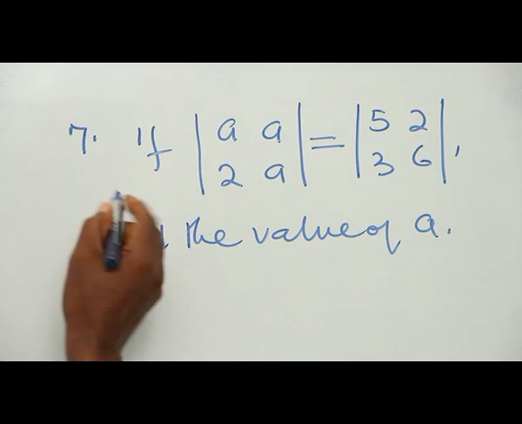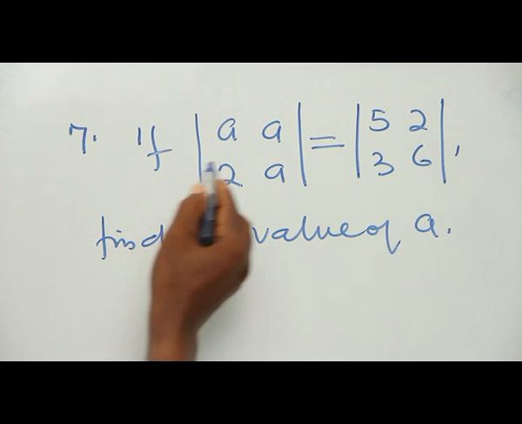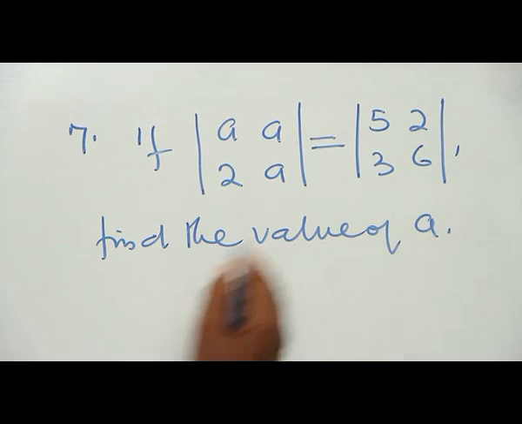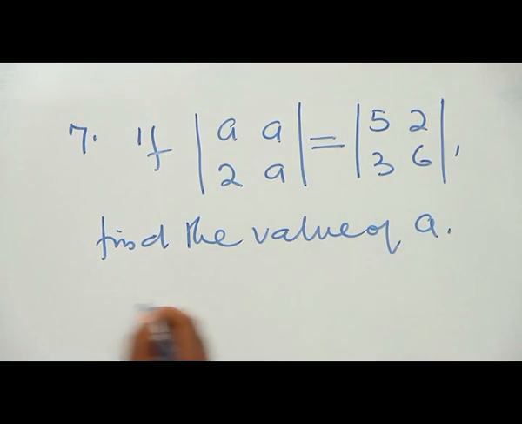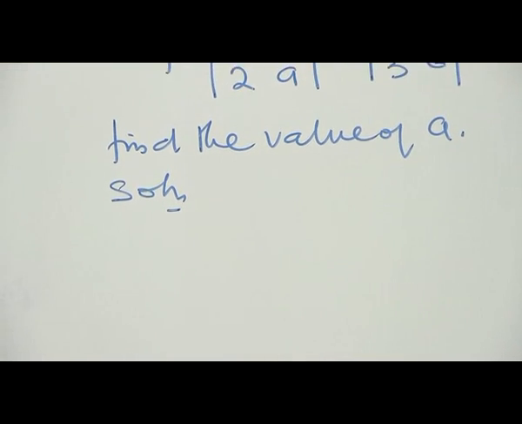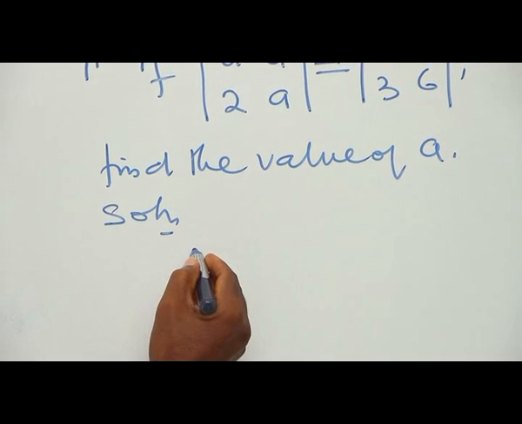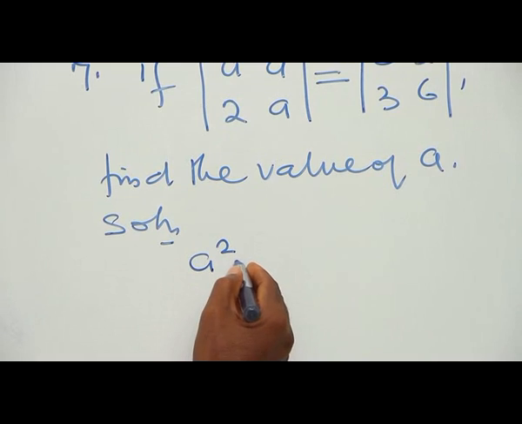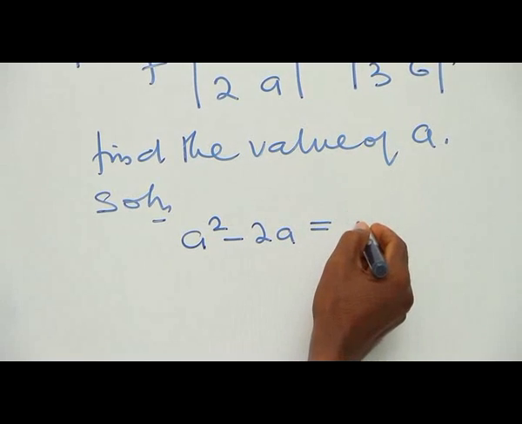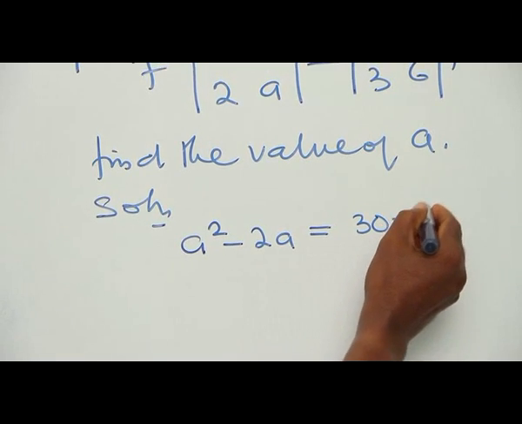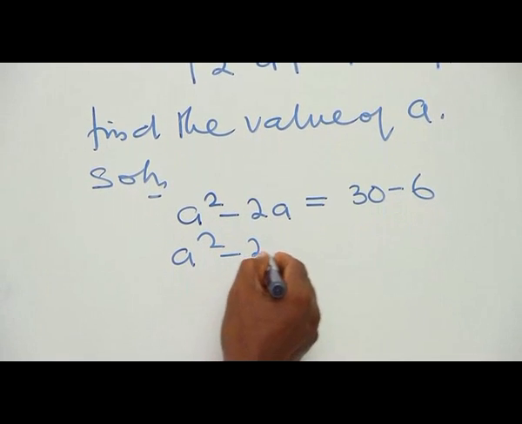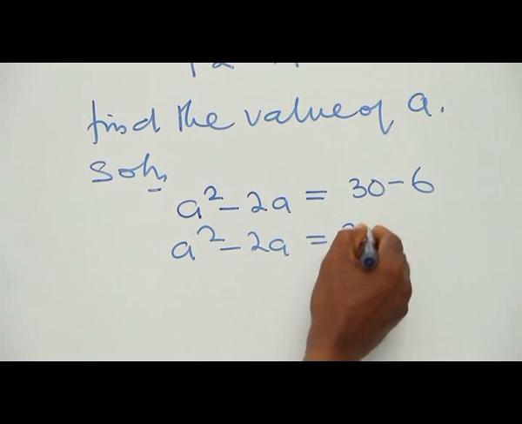Question number 7 is an example. If the determinant of this element is equal to the determinant of this element, find the value of A. Our solution will be as follows. Since it is a determinant, we multiply, so we have A squared minus 2A is equal to 5 times 6 is 30 minus 6. This means A squared minus 2A is equal to 24.